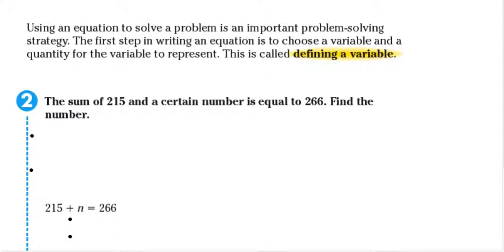Again, using an equation to solve a problem is an important problem-solving strategy. The first step in any equation is to choose a variable, any quantity, for a variable to represent. This is called defining a variable. So when you're talking about a word problem, this is the first step, defining a variable. And when you define a variable, we always start it with a let statement. Okay? So the let statement will be the very first thing that you need to do in any word problem. Let's take a look at example number 2.